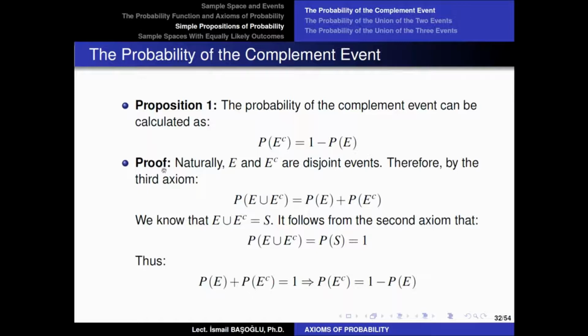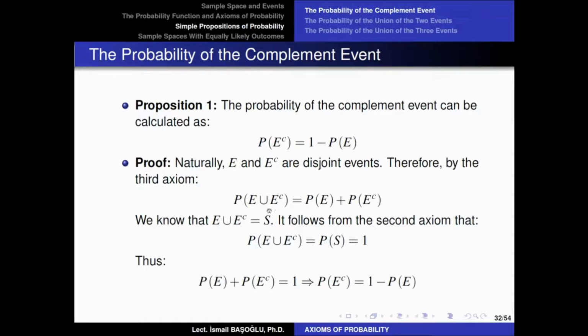So the proof is as follows. Now, you know that the complement events, E and E complement, are disjoint events, right? So we know that. You know the third axiom that we have repeated, the additivity axiom. We have said, according to the additivity axiom, if we have two disjoint events over the same sample space, the probability of their union will be equal to the sum of the individual probabilities, right? The probability of E plus probability of E complement will be equal to the probability of the union. Why? Because E and E complement are disjoint events by nature. They do not have any common elements.